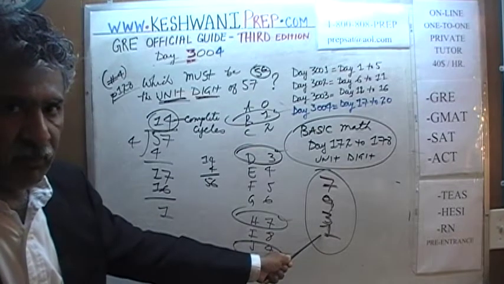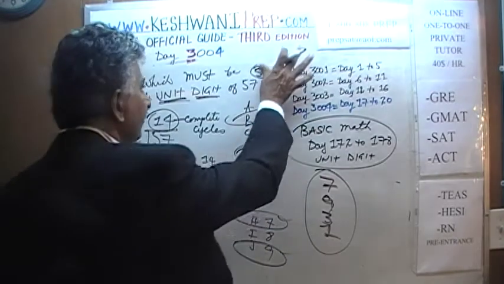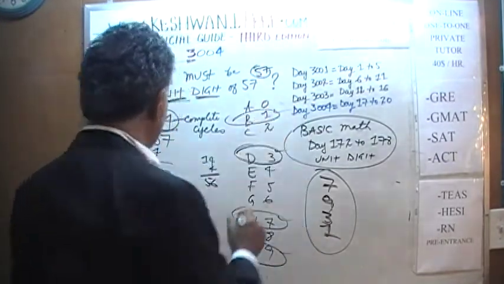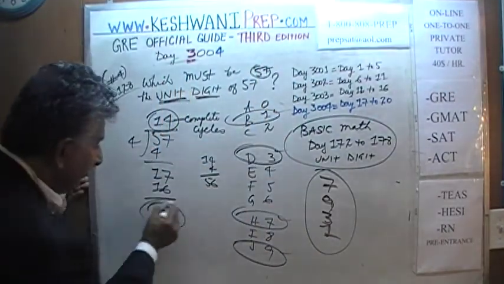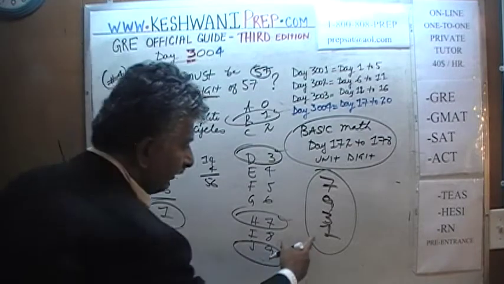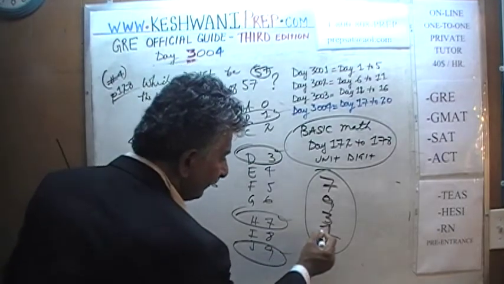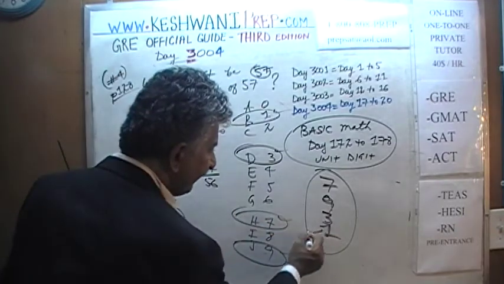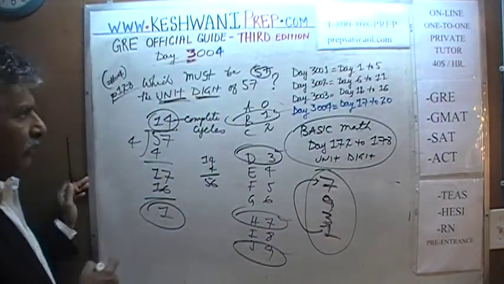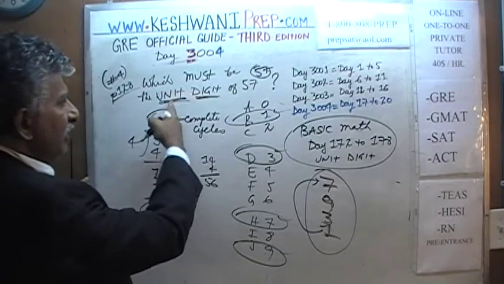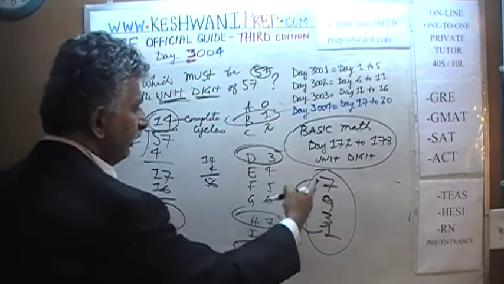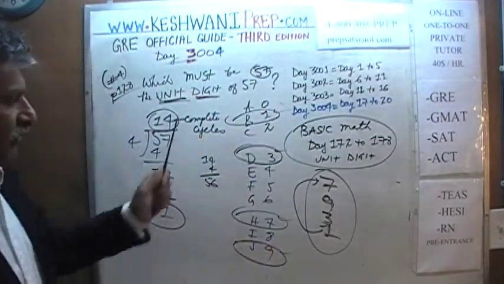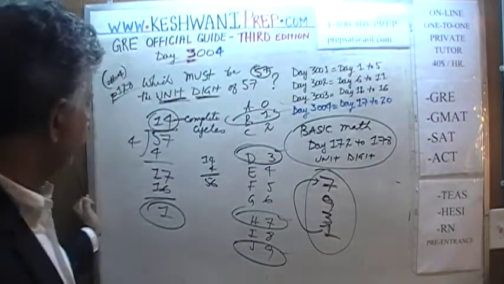But we don't have 57 raised to 56, we have 57 raised to 57. So we have 14 complete cycles, and then still one more to go. This is the end of the 14th cycle, and the 15th cycle begins with 7. So the answer to this question, which must be the unit digit of 57 raised to 57, is 7.